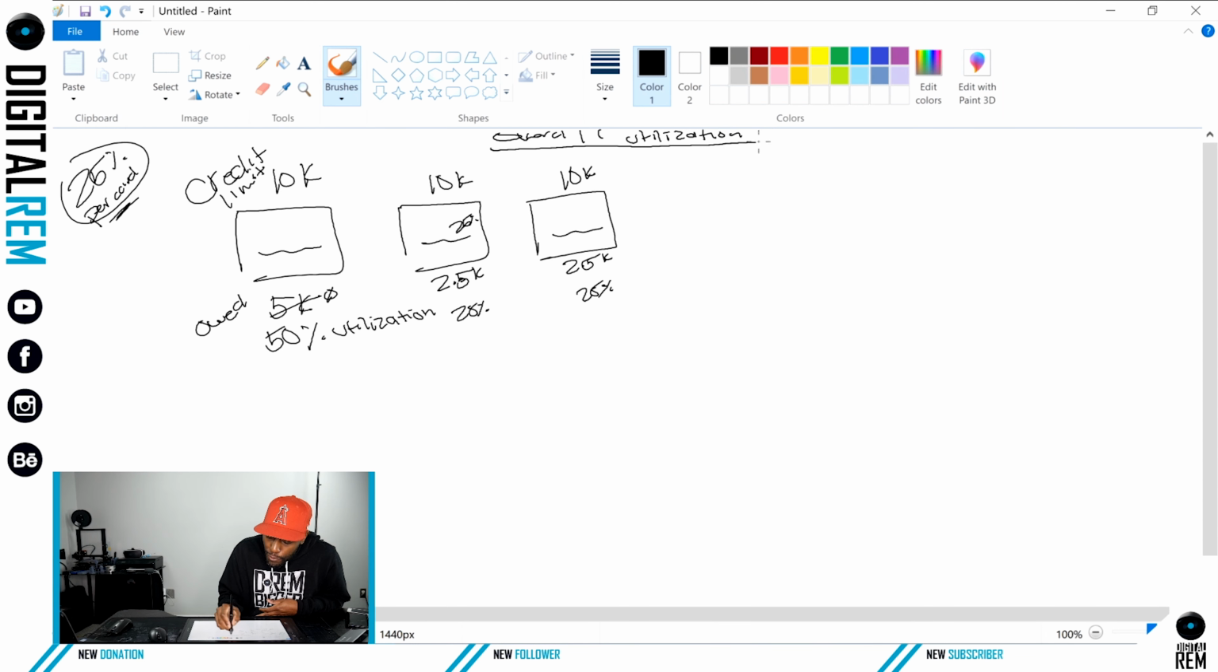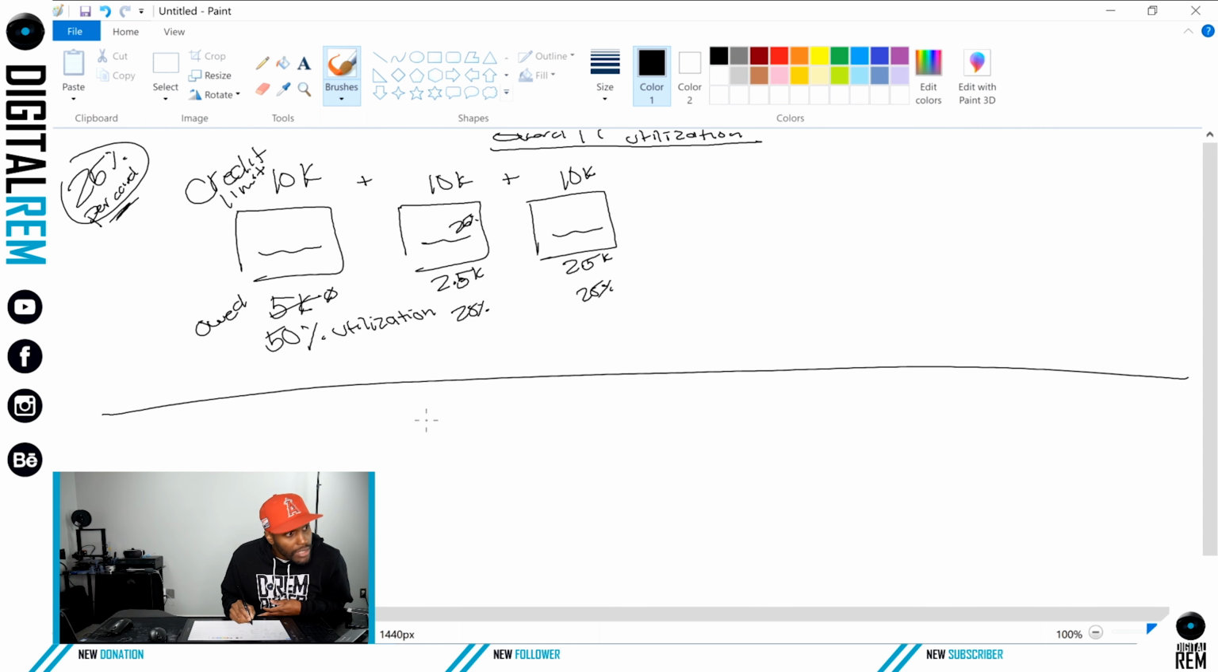I wrote it up here for a reason. Overall utilization essentially adds all of the values of all of the cards that you have. So we have 10K, 10K, 10K. It adds those values, so we'll put that down here. We'll put a line right here. So this adding of the three cards is 30K, and we only owe 2.5 and 2.5, which is 5K, right? We're going to have to do some quick math. Let me pull out the calculator.